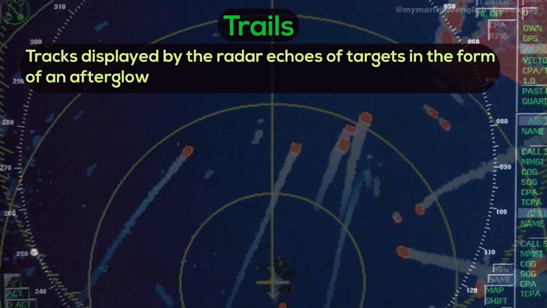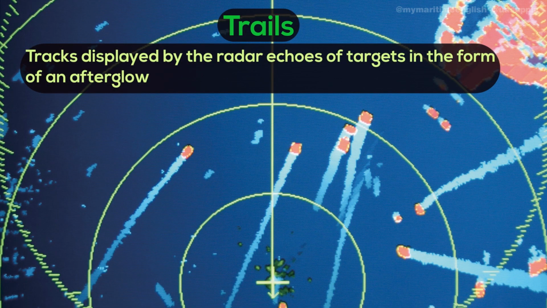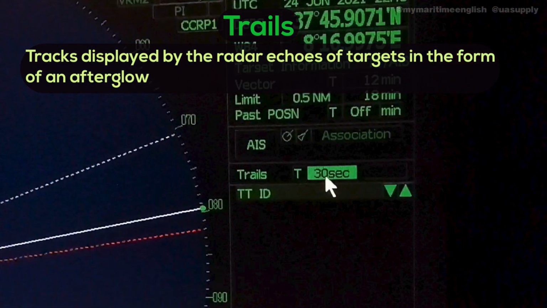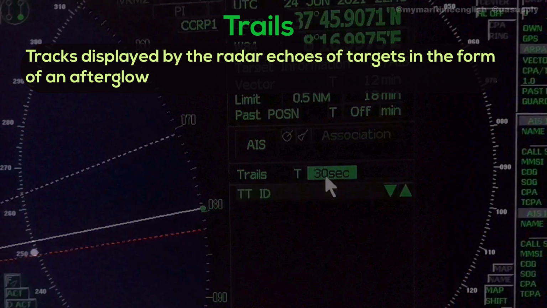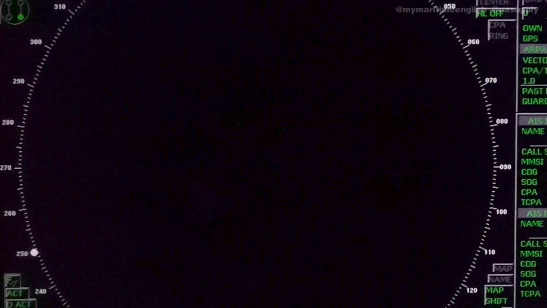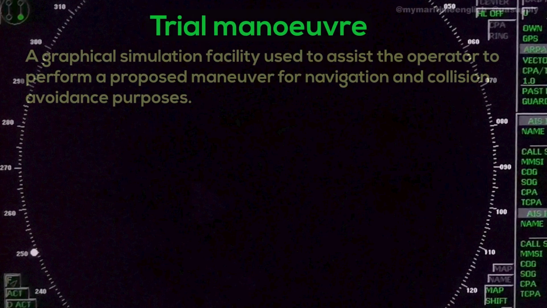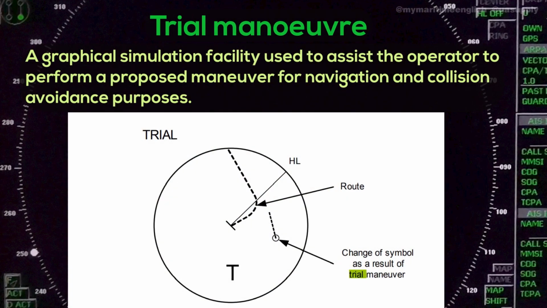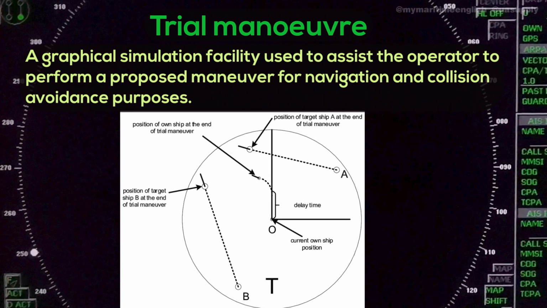Trails. Tracks displayed by the radar echoes of targets in the form of an afterglow. Trial maneuver. A graphical simulation facility used to assist the operator to perform a proposed maneuver for navigation and collision avoidance purposes.